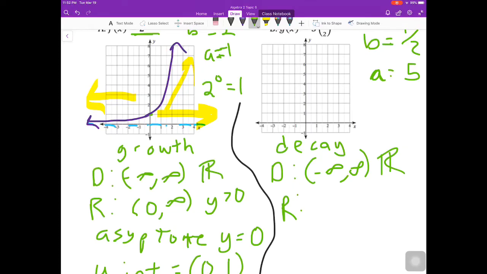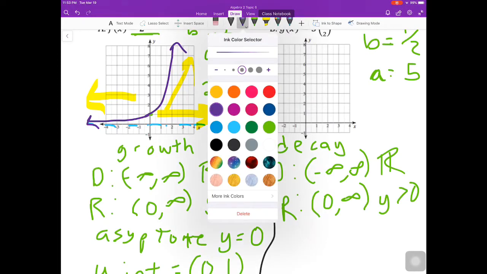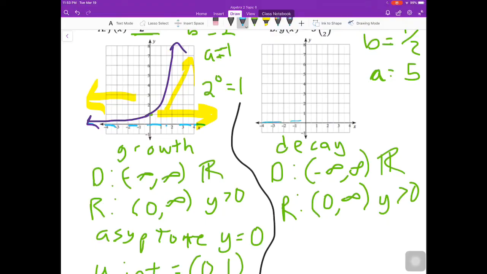Your range, in this case, is 0 to infinity again, or y is greater than 0. Because once again, we're going to have that horizontal asymptote right there. Now, we'll talk about shifts in these horizontal asymptotes as we move on. But for now, they're there. We're not doing any shifts quite yet. So our asymptote is again at y equals 0.